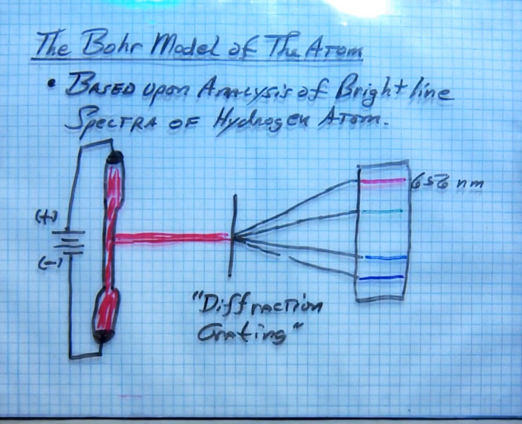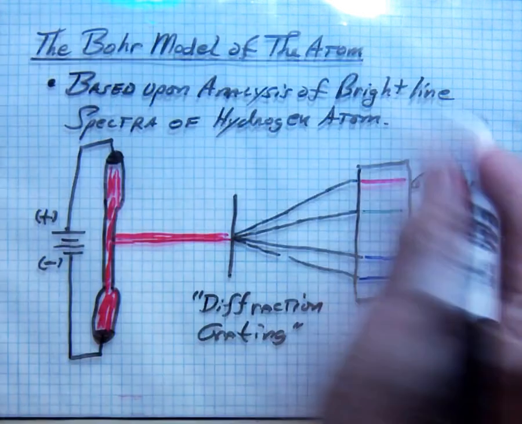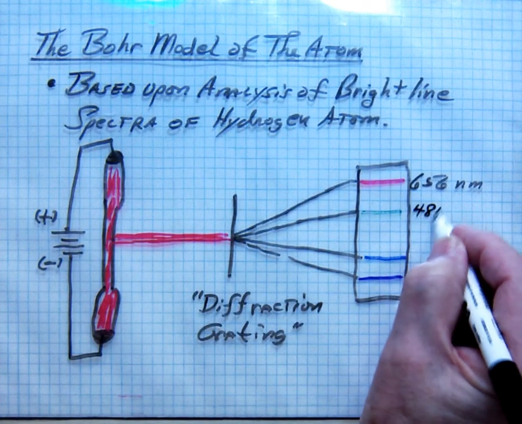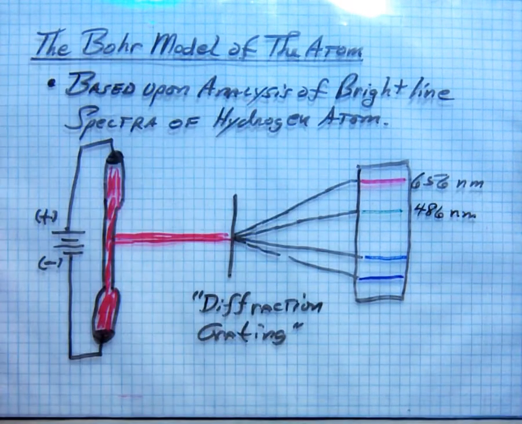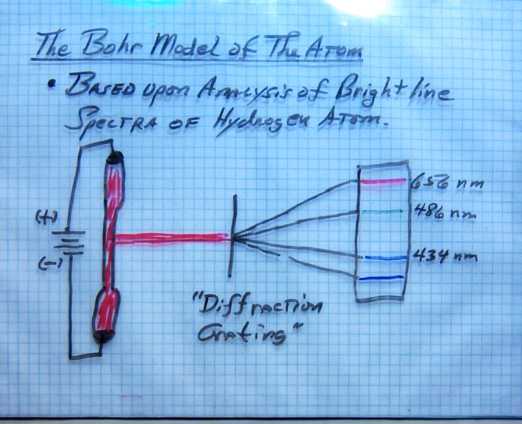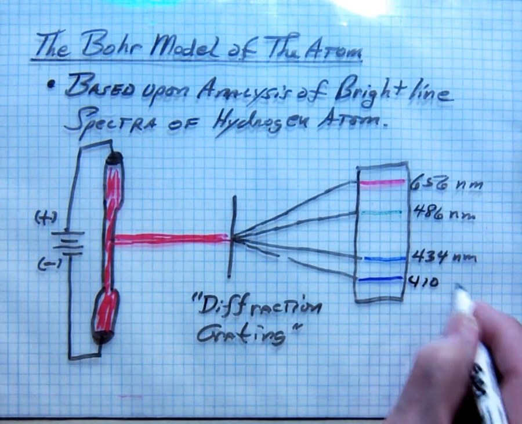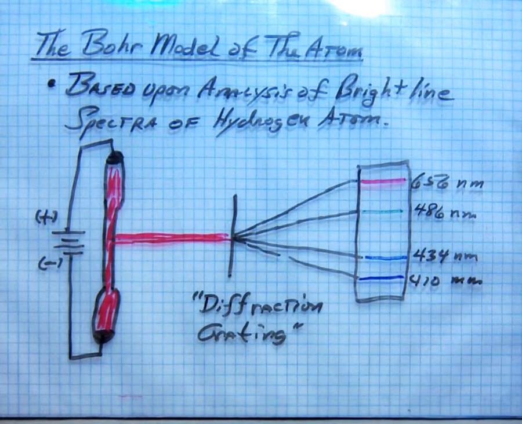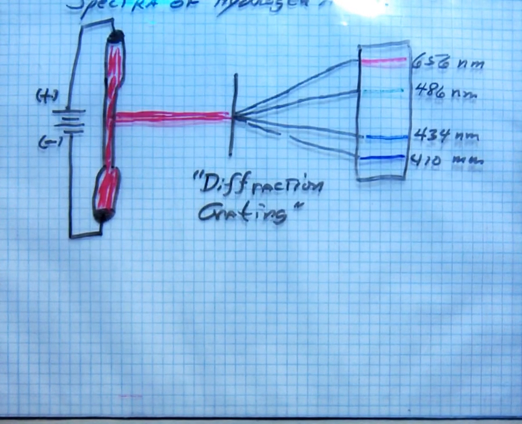Okay, and then there was 486 nanometers for the green one. And the blue one was 434. And the violet one, what was that? 410. Good enough. 410 nanometers. Now, back to the point of light. So this is electromagnetic radiation. So we're going to study the atom in terms of electromagnetic radiation. So what do you need from electromagnetic radiation?